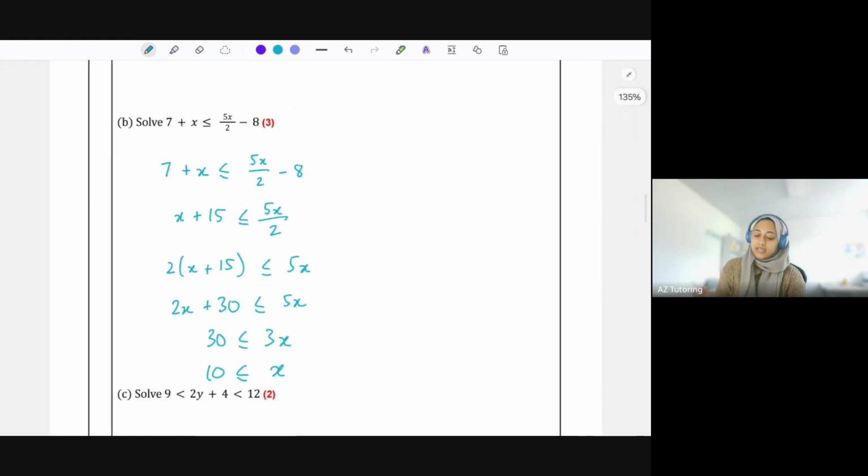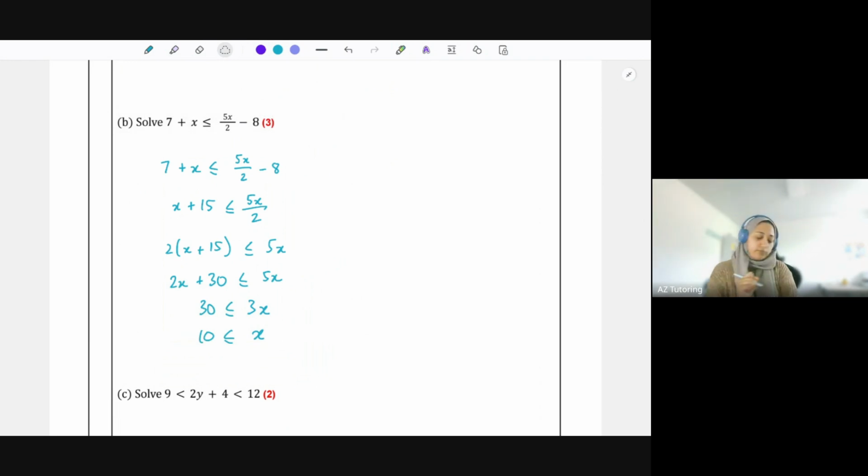We really want our x first, so let's make that a bit smaller. Okay, this is saying 10 is less than or equal to x. Well, I could just swap the signs. I can say x, big side is near the x, is more than or equal to 10. So they both say the same thing, but you should always have your x first. So x is more than or equal to 10. And that's our answer for 3 marks.